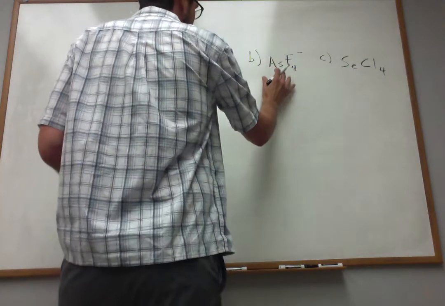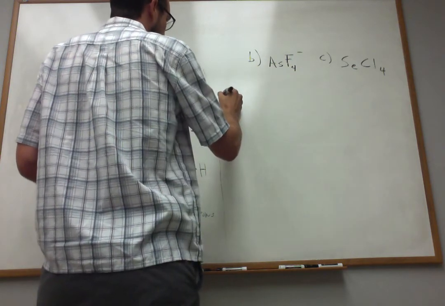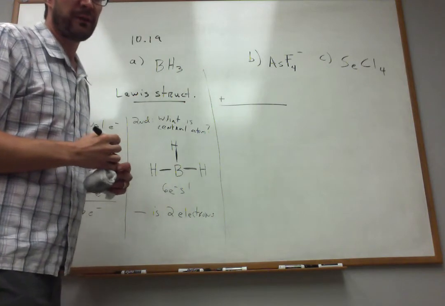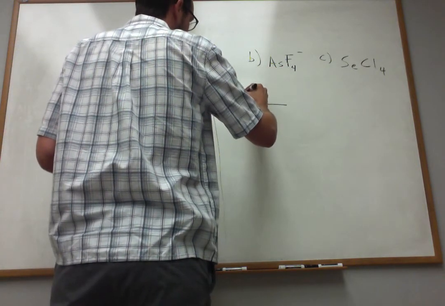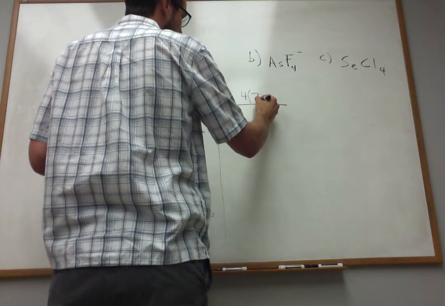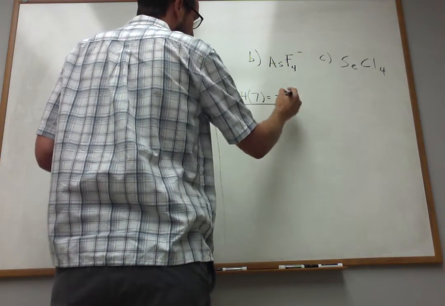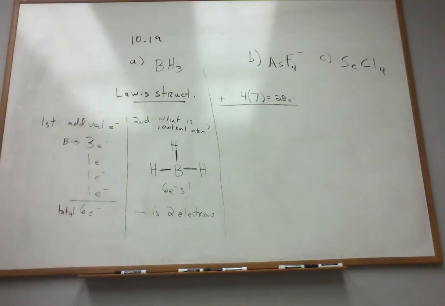All right, the next molecule is this one, AsF4. Okay, first step is always to sum the valence electrons which are available to you. Now, I see fluorine, and I've got 4 copies of fluorine. I know that fluorine is a halogen, and halogens are right next to the noble gases. Each atom has 7 valence electrons. So 4 times 7 is 28. So I've already got 28 for my fluorine contribution.